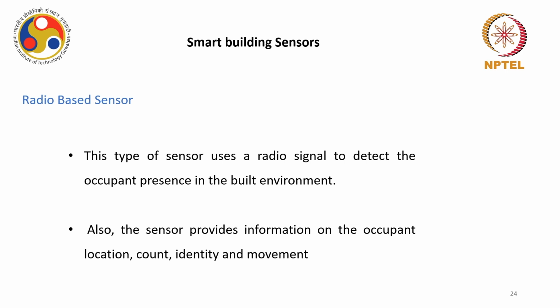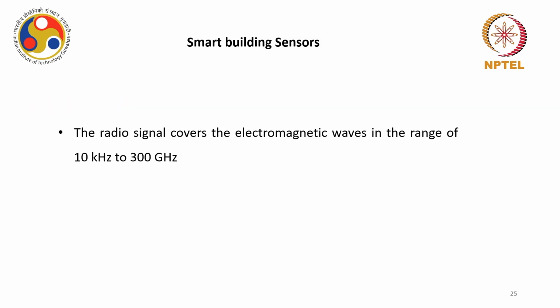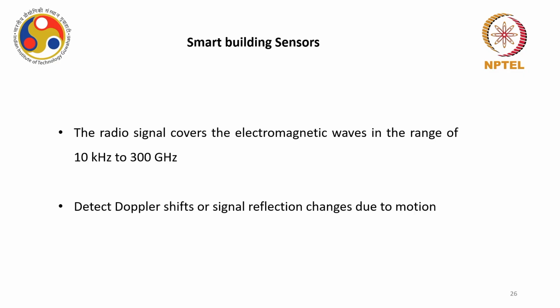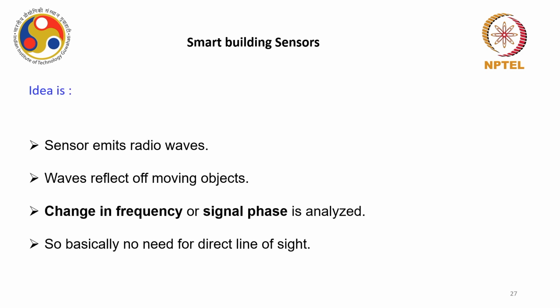This type of sensor utilizes a radio signal to detect the occupant's presence in the building environment. Also, the sensor provides information on the occupant's location, count, identity, as well as movement. The radio signal covers electromagnetic waves in the range of 10 kilohertz to as high as 300 gigahertz, and it is based on Doppler shift or signal reflection due to motion.